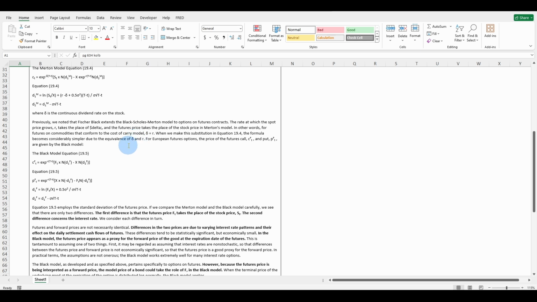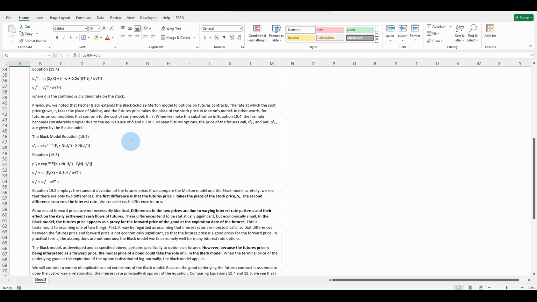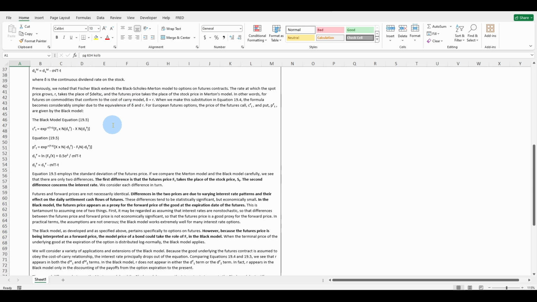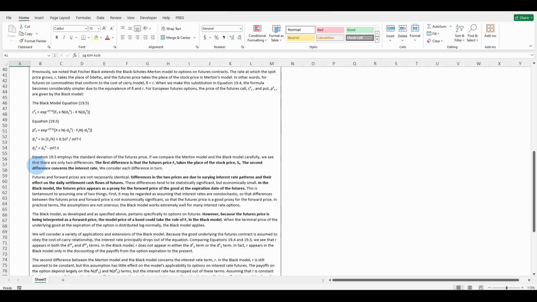For European futures options, the price of the futures call and put are given by the Black model. Black model equation, C equals e to the minus rT, etc. But then you have P, F, d1, and d2. Equation 19.5 employs the standard deviation of the futures price.